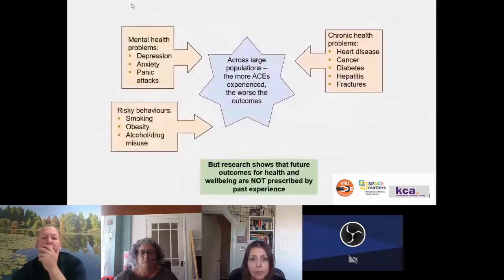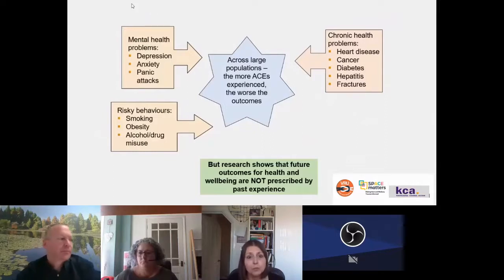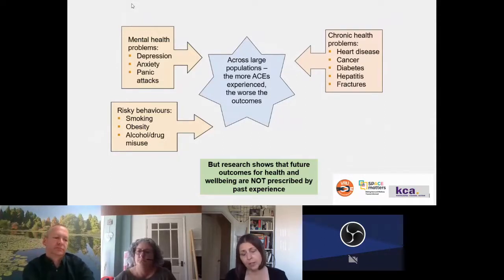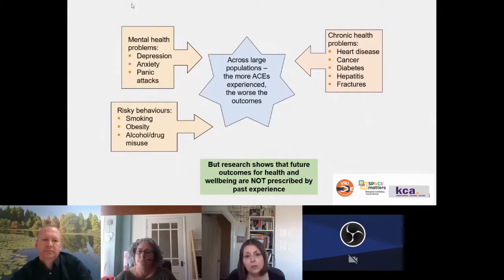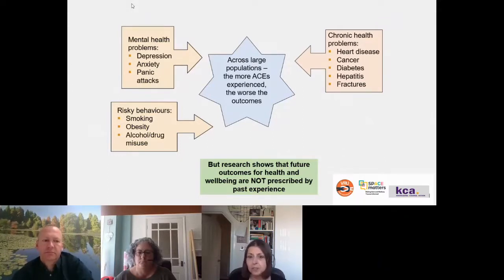Next. And you'll see from this slide the range of problems. So you've got the mental health problems, you've got risky behaviours, you've got chronic health problems, all of which sit in the public health domain. But the important thing to note about this is that future outcomes are not prescribed by past experience. They don't have to be this way. So whilst adversity may be suffered, the amount of resilience an individual has, the amount of protective factors an individual has, and the way in which they're supported by practitioners involved with them will make a huge difference.